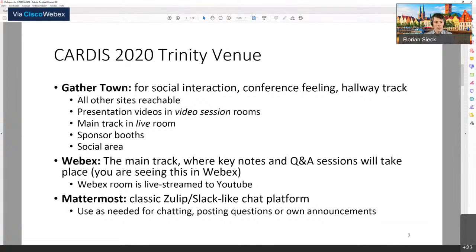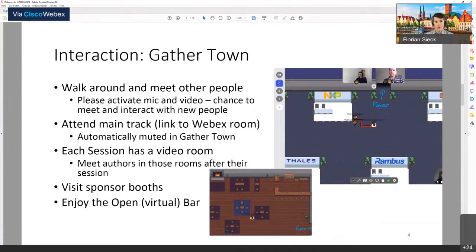Finally, as a last tool, a classical chat tool, we have the MetaMouse system, which is similar to Zulip or Slack, which you might know from other conferences or from your daily work. It's also a possibility for authors and speakers to interact using chat. More details follow in the next slides.